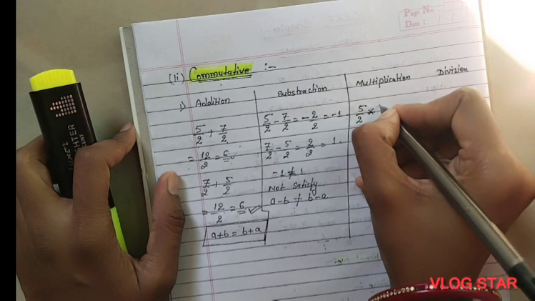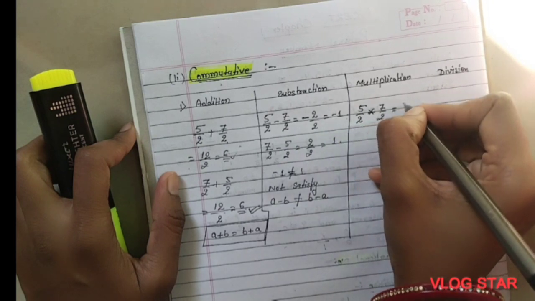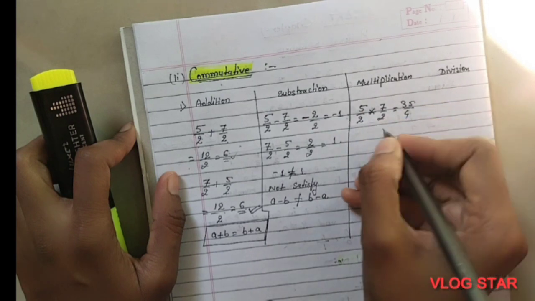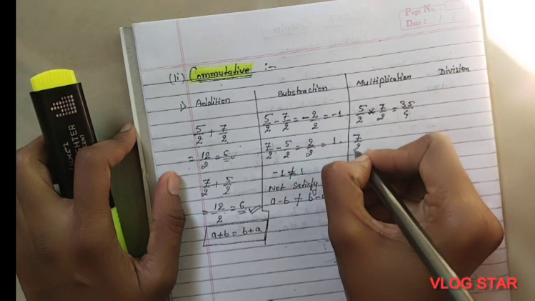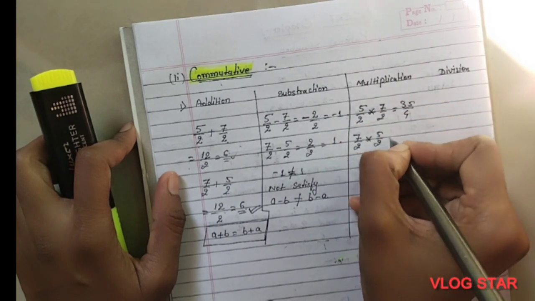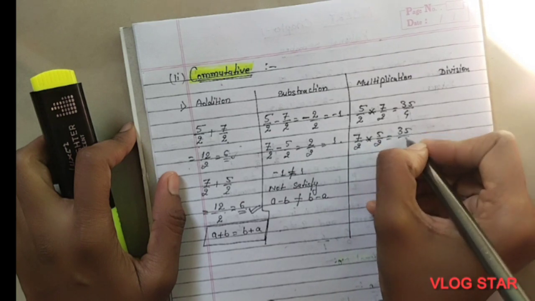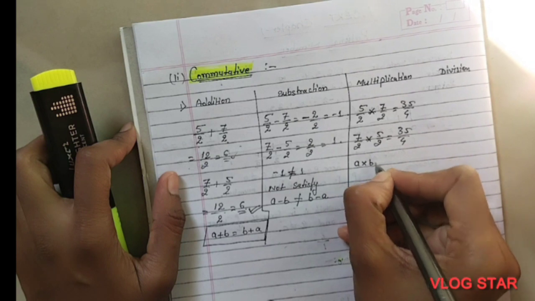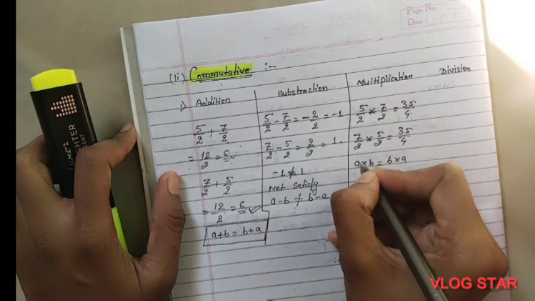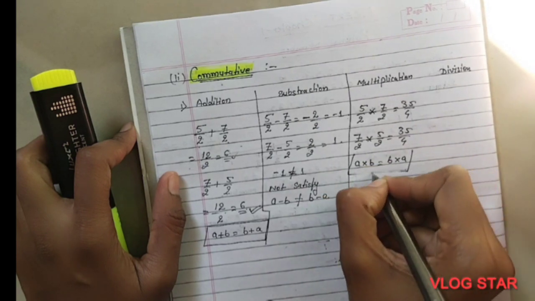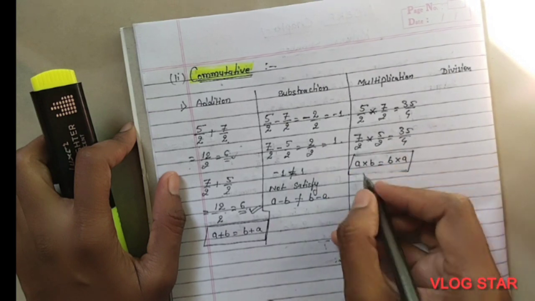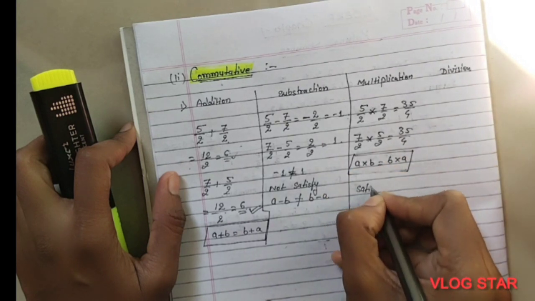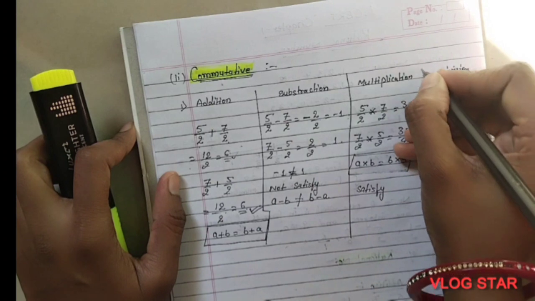If I multiply this number with this number, I will get 35 by 4. If I reverse this number, 7 by 2 multiplied by 5 by 2, what will I get? I will get the same number. Means in a general form, a into b is equal to b into a. It means that commutative law for multiplication is satisfied.